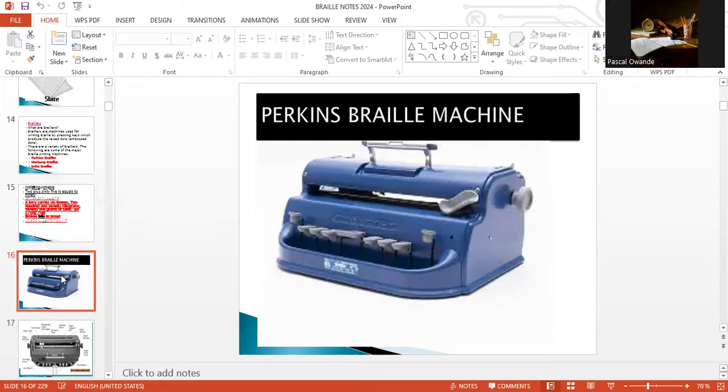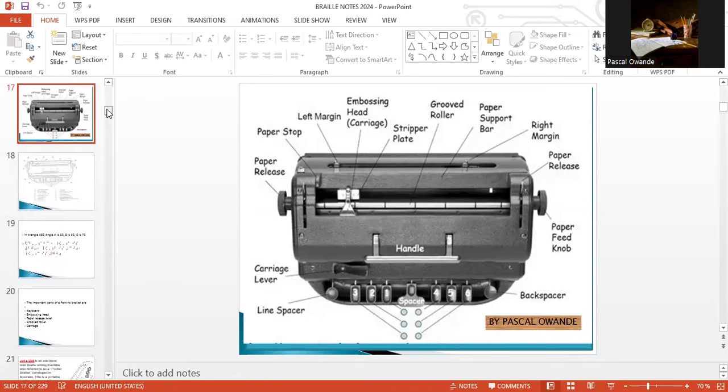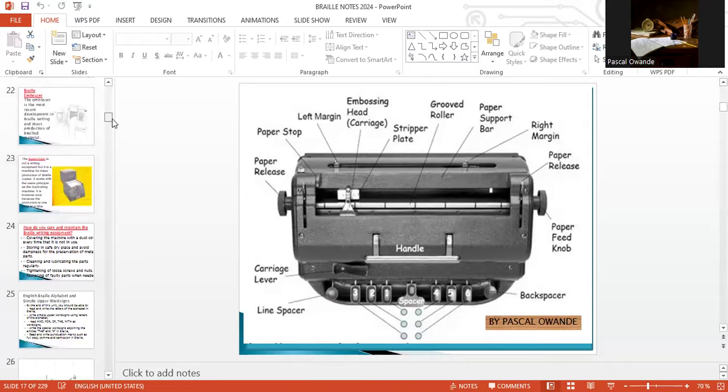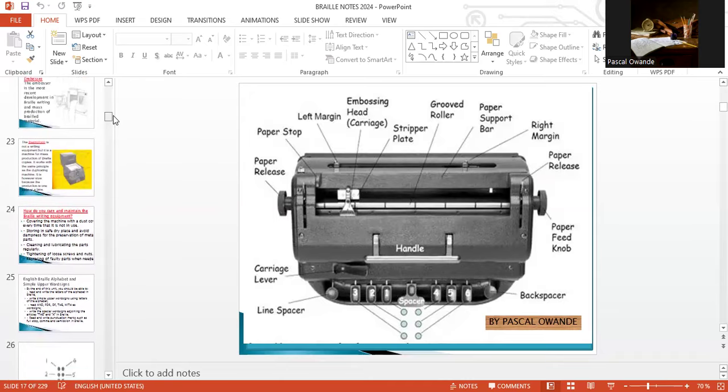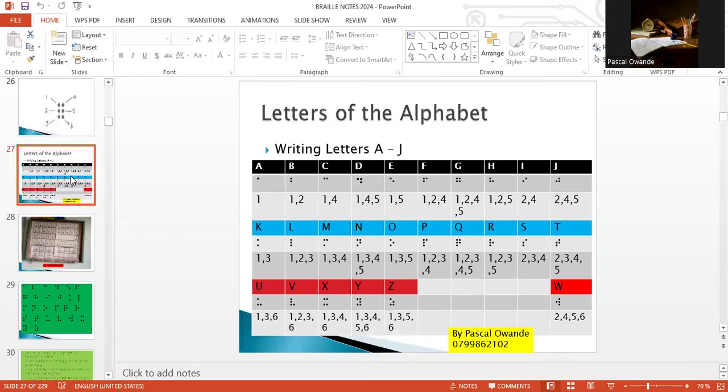Because they are taking that area of specialization in IE, this is one of the key subjects done in IE. Therefore, we also took you through the parts of a Perkins Braille machine. I was also able to tell you that one Braille cell has 6 dots. One Braille cell has 6 dots. And so yesterday we looked at the letters of the alphabet.